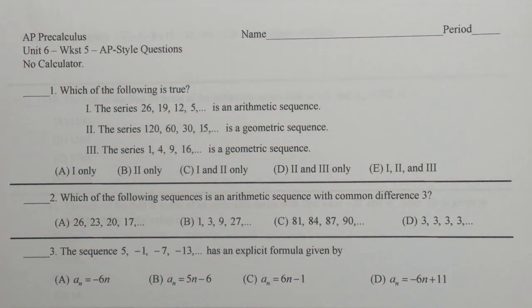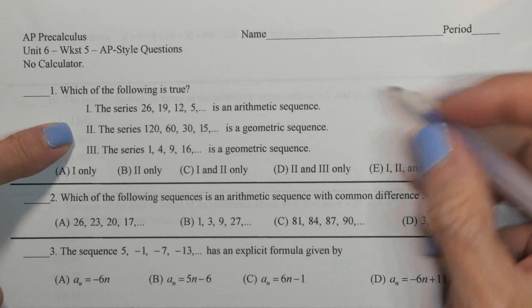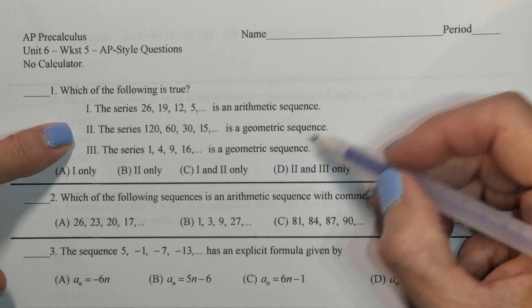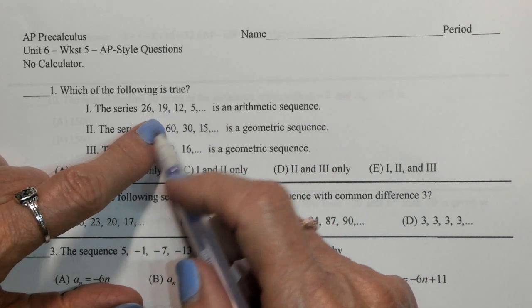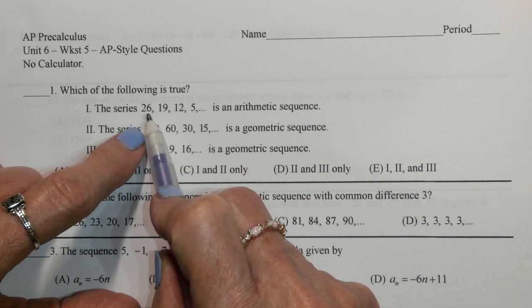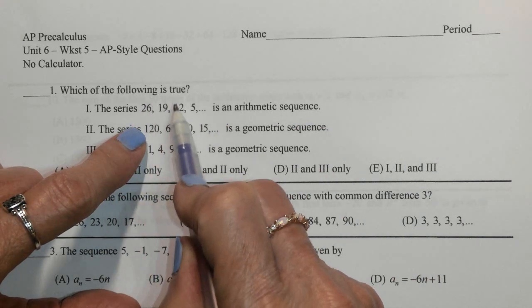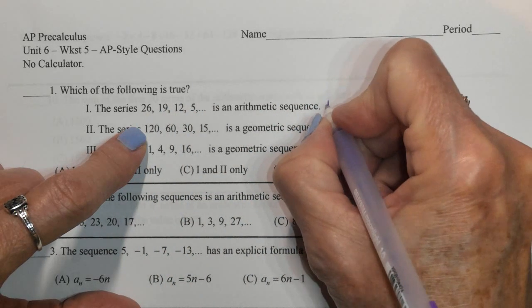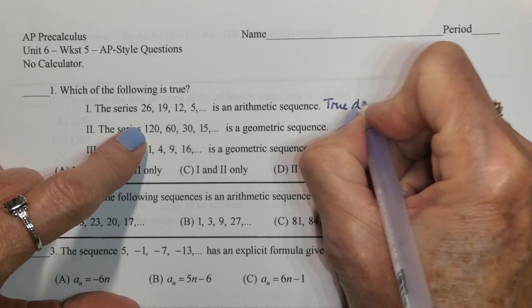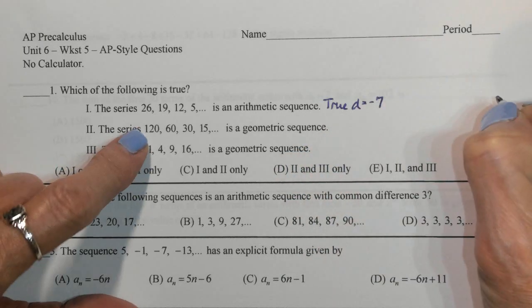Okay, number one, which of the following is true? And they're talking about, is it arithmetic or geometric? So arithmetic is when the same thing is added or subtracted each time. And on this one I see that we are subtracting 7 each time. So yes, that is true. And the common difference there would be a -7, subtracting 7.